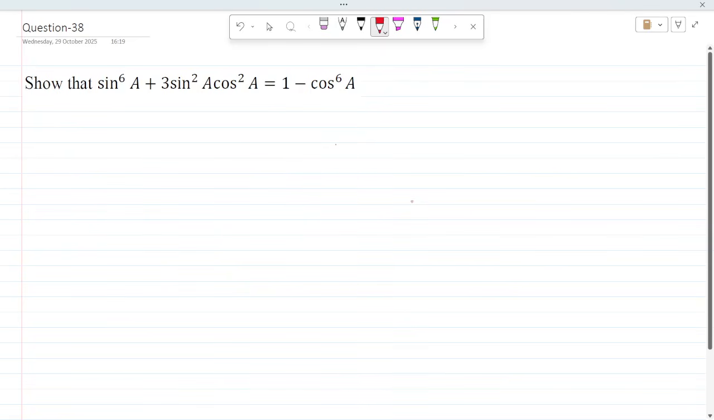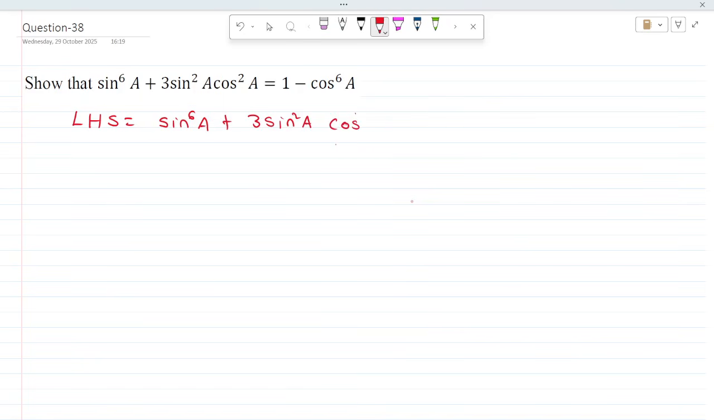Sin power 6A plus 3 sin square A cos square A equals 1 minus cos power 6A. It is asking us to prove this. Take the LHS. What is your LHS? Sin power 6A plus 3 sin square A cos square A. Correct? So what do we do now? What do you want to take common? Sin square A, take it common.